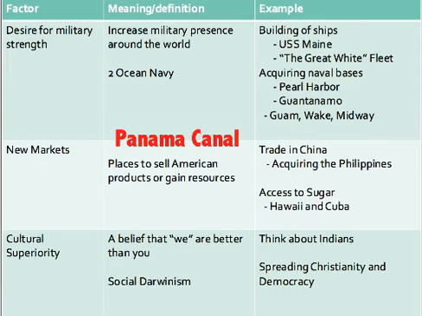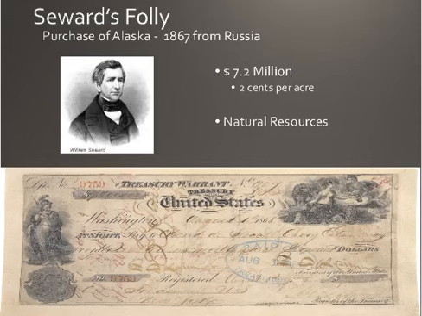As America is looking to expand and acquire new territory, one way they do it is through purchase. And so in the late 1860s, America is going to purchase Alaska from Russia. Now you can take a look at 2 cents per acre. This is a steal of a deal for America as a great way to grow and gain some of those natural resources.